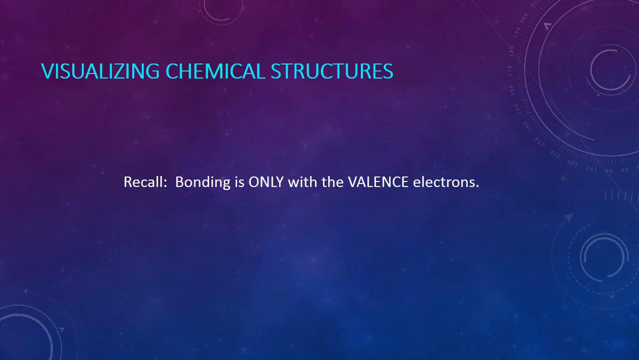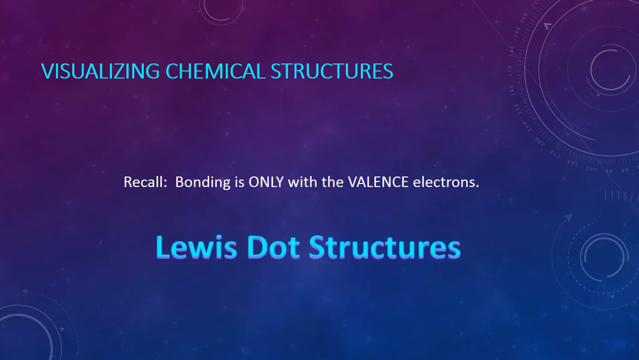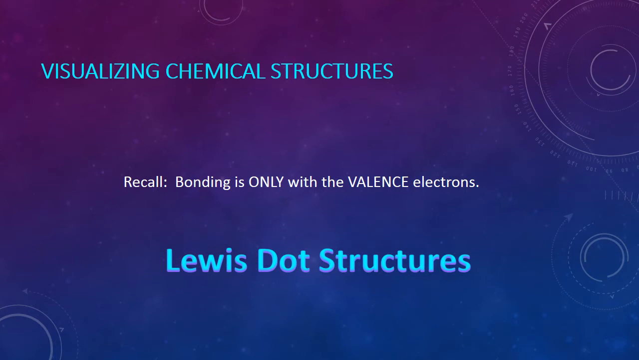When we visualize chemical structures, first you need to remember that chemical bonding is only with the valence electrons. These are the only guys that play chemistry games. And that's what we're going to use for the Lewis dot structures, developed by a guy whose last name really was Lewis, Gilbert Lewis, as a matter of fact.